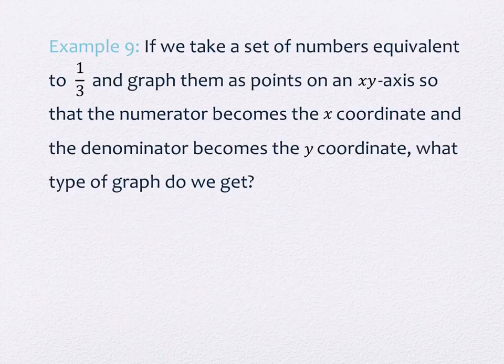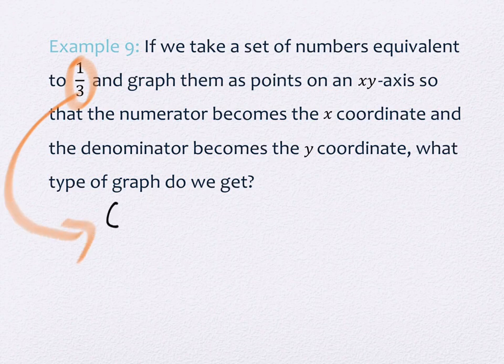Okay. So we're going to take some numbers that are equal to 1/3, and we're going to make them points on an XY axis so that the numerator becomes the X coordinate and the denominator becomes the Y coordinate. So let me just take the number 1/3 to show you what this is telling us to do. They're saying we're going to take 1/3 and make it the ordered pair 1, 3. That's all they're describing. And we want to do this for other things that are equal to 1/3. So what is another fraction that's equal to 1/3? Don't overthink this. 2 over 6, you bet. And so that would give us the ordered pair 2, 6.